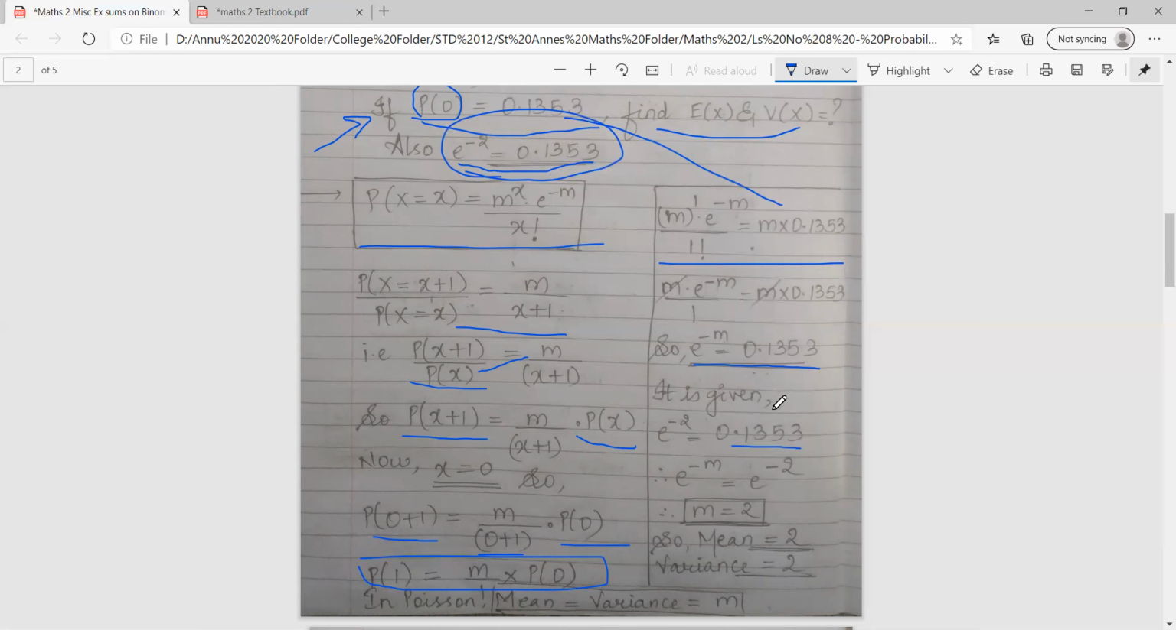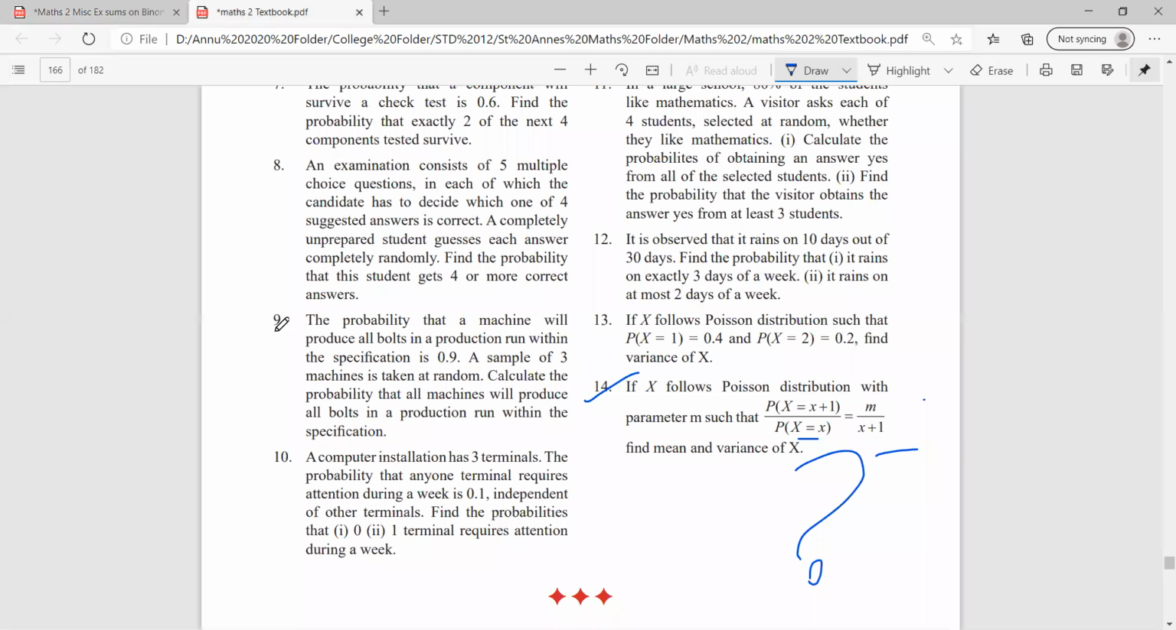Also in the question, it was given e raised to minus 2 ka value was 0.1353. So on comparing these two, can I say e raised to minus m is equal to e raised to minus 2? As the bases are same, so will the powers. So m is equal to 2. So mean is 2, variance is 2. In Poisson, mean is equal to variance is equal to m. So both the values E of x and V of x are nothing but 2.